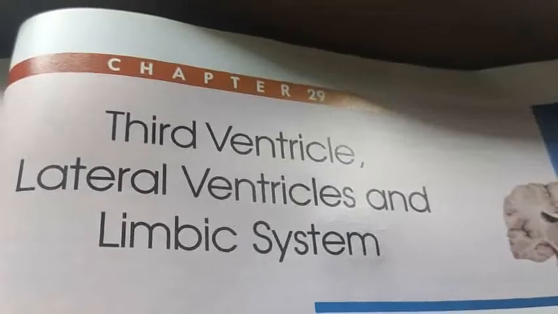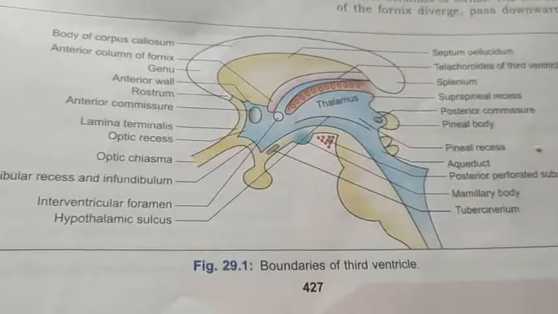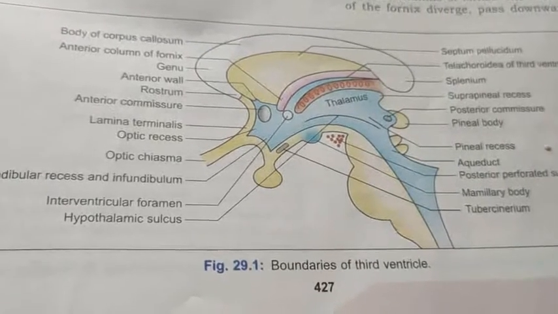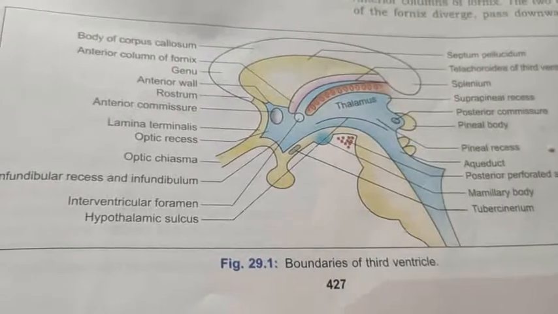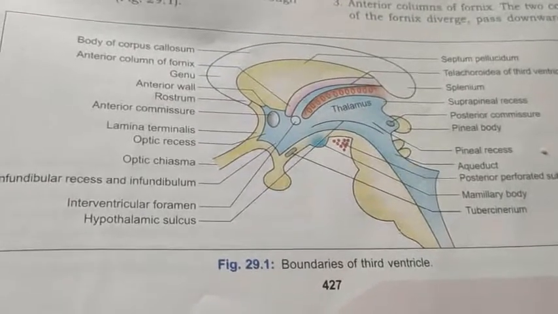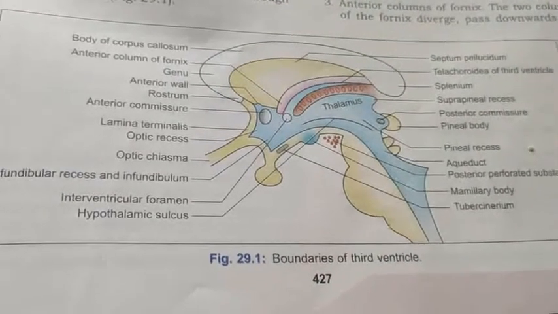Next is about the third ventricle. The lateral ventricle we already discussed. Before coming to the features of the third ventricle, the third and lateral ventricles of the brain secrete the cerebrospinal fluid with the help of their choroid plexuses.